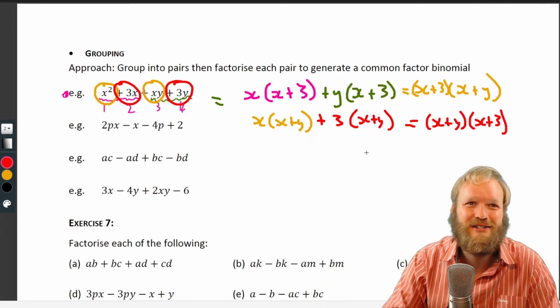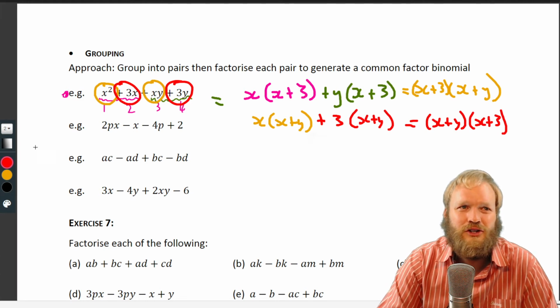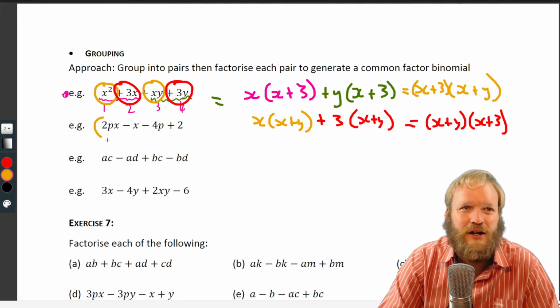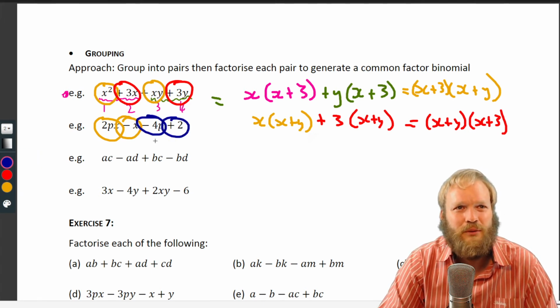Okay, so let's rock on. That's how we're going to do all of these types of ones. So 2px minus x, minus 4p plus 2. You could look at these two together and go, well, there's an x in both of those, and you're going to be left with 2p minus 1. And then in this one here, there's a 2 common, but you're not going to be left with minus, because you're going to take out a minus 2.